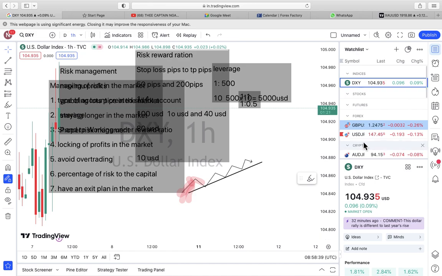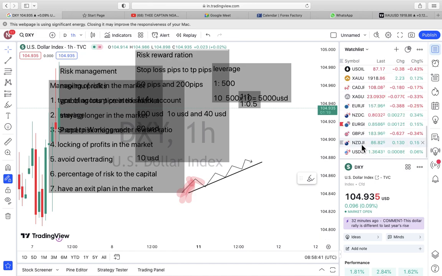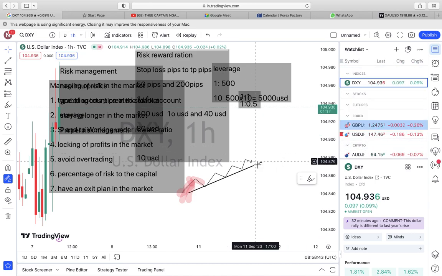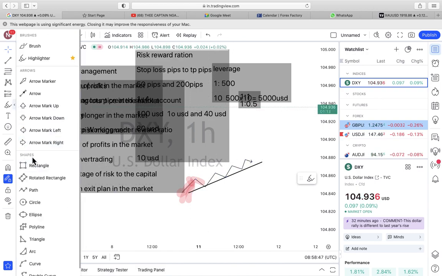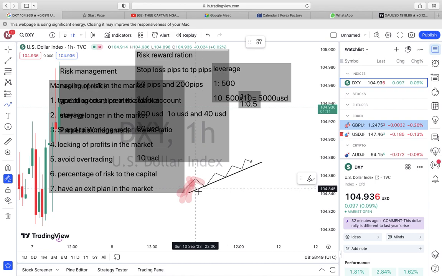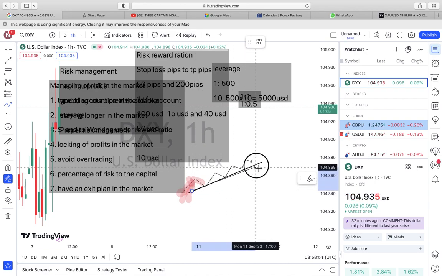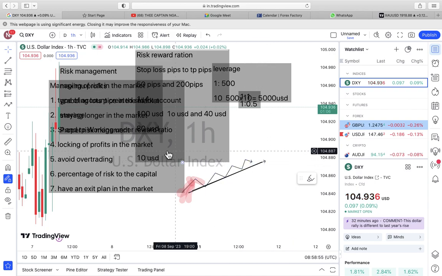Another thing, there is something called an exit plan or exit zone in the market. Let me say the market was moving on Fibonacci retracement levels. You know very well that these are levels or pullback levels. Let me say you are trading on a buy.